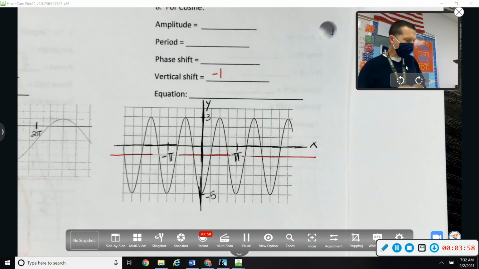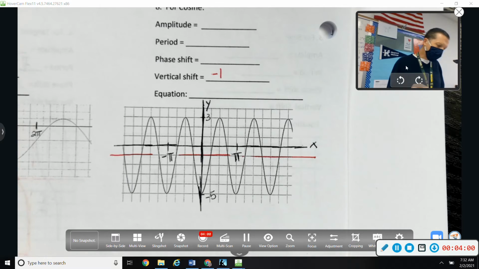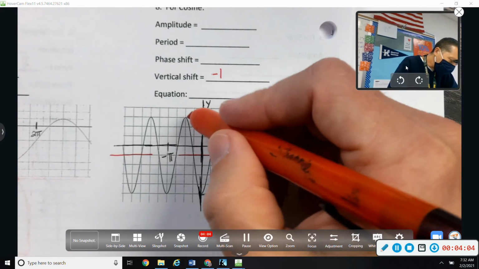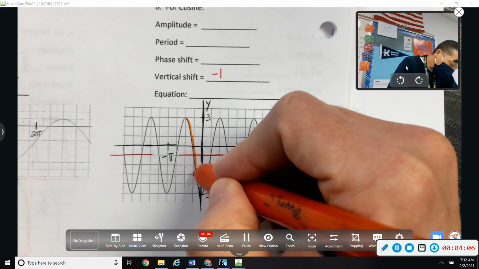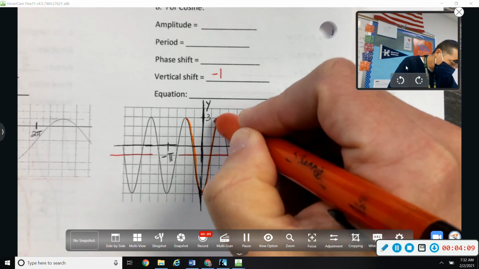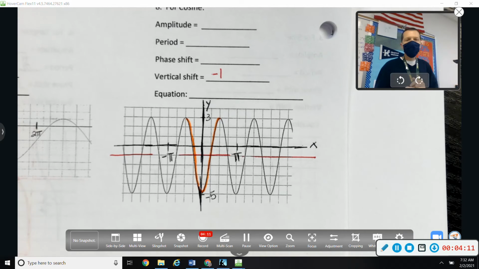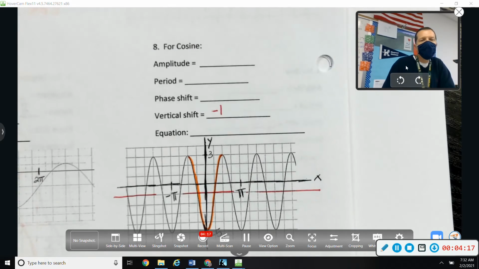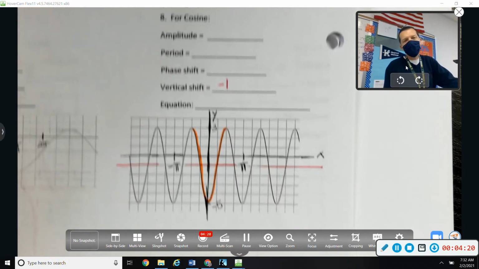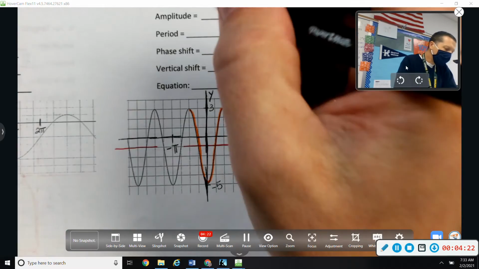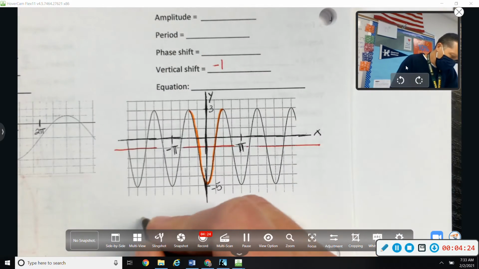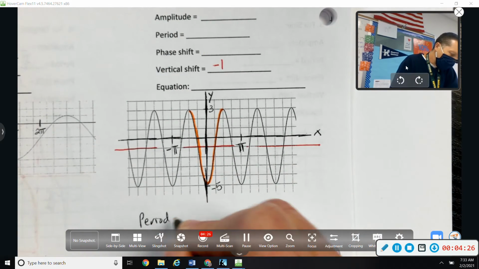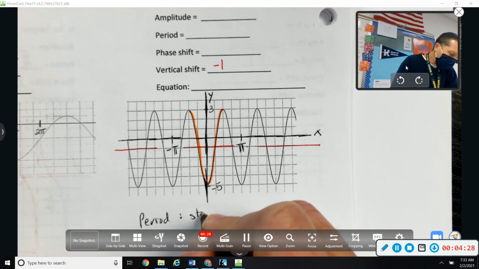I'm going to highlight one cycle. You can pick which cycle you highlight, especially when there's a bunch showing. I'm going to pick the one that to me makes the most sense. That's one cycle. The period. To find the period, again, it's like tangent. You have options. You can measure start to finish.